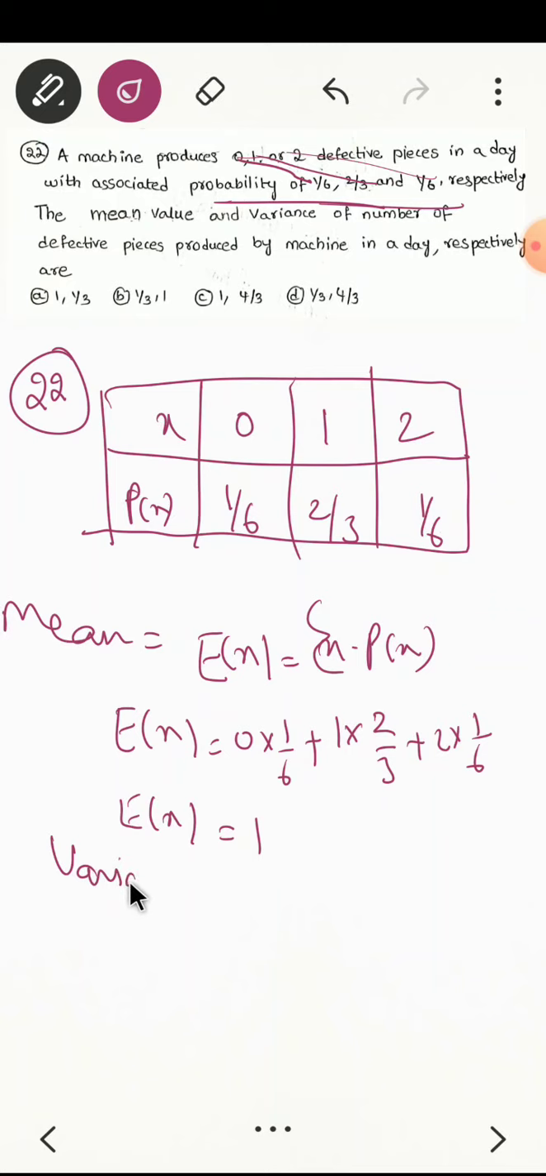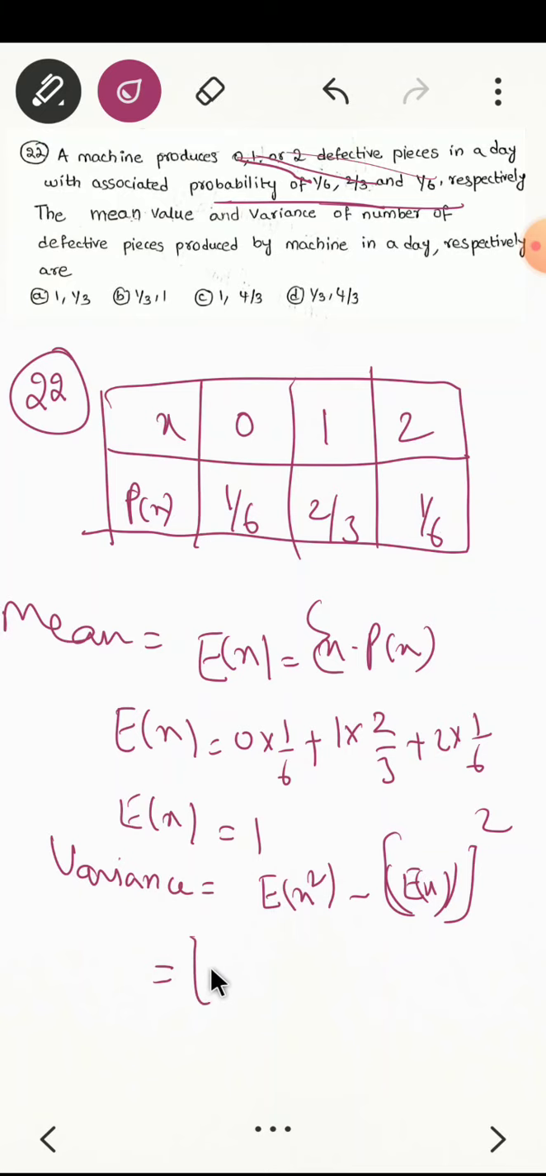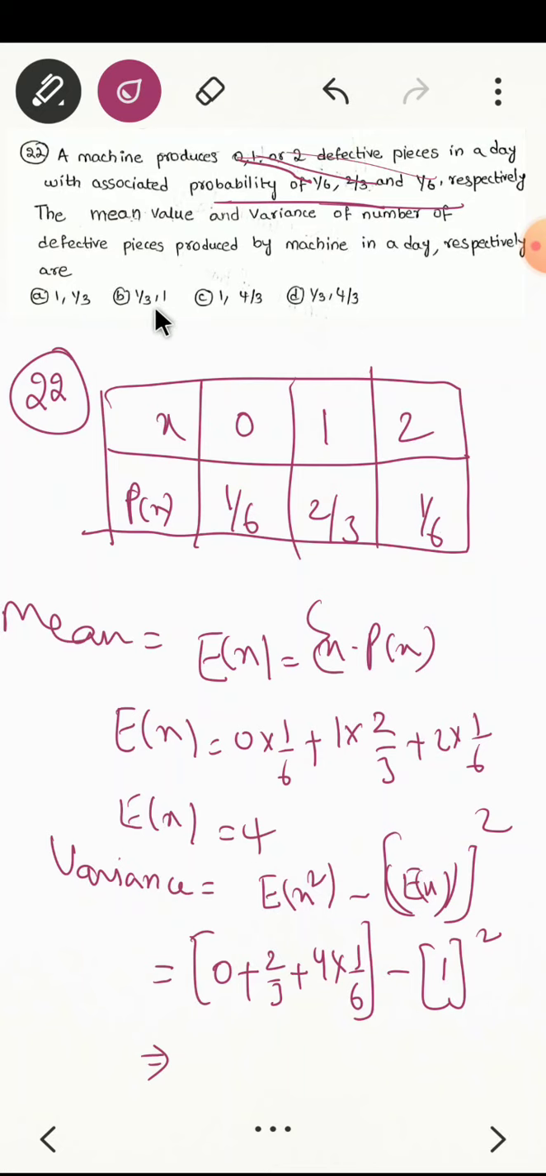Then find the variance. Variance is E of x square minus E of x whole square. E of x square is 0 square into 1 by 6, plus 1 square into 2 by 3, plus 2 square into 1 by 6, that is 4 by 6, minus E of x, which I have already calculated, 1 square. Upon solving, mean is 1, which means I can eliminate 2 options. Then you are left with finding the variance, which I am getting as 1 by 3. So option A is the correct answer.